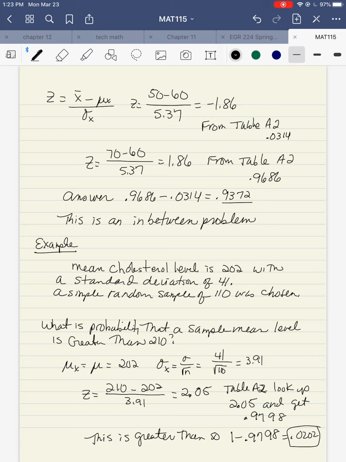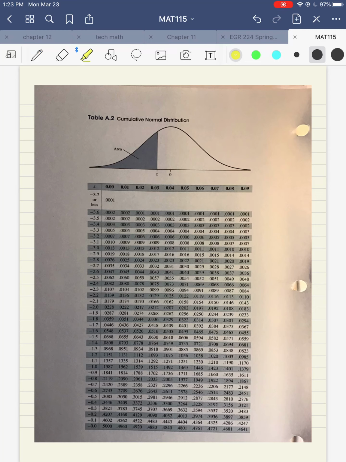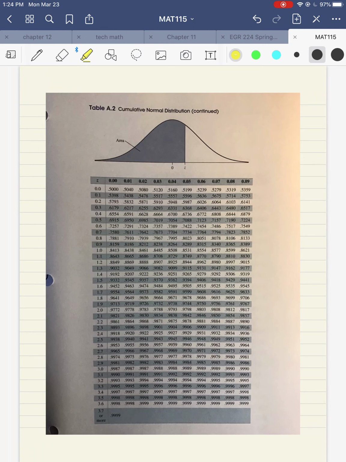And from table A2, that turns out to be 0.0314. So minus 1.86 is here, 0.0314, and then for the second z you use 70. 70 minus 60 divided by 5.37, so that's a positive 1.86. So again, from the table, a positive 1.86 is right here, 0.9686.